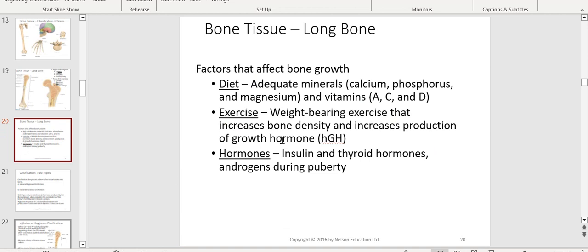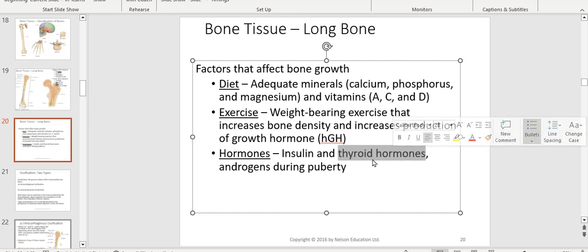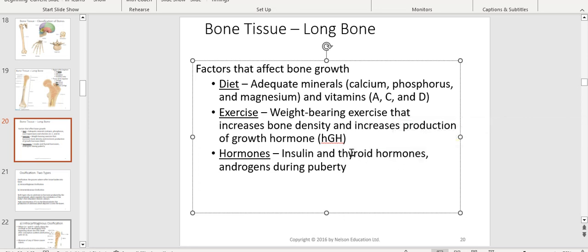Factors that can affect bone growth: diet, of course. You are what you eat, and you have to maintain these. Exercise, weight-bearing exercises, increase bone density and increase production of human growth hormone. Other hormones are insulin and thyroid. Wait until we get into the thyroid for sure. Iodine, if this one is out of whack, then pretty much everything in the whole body is out of whack.